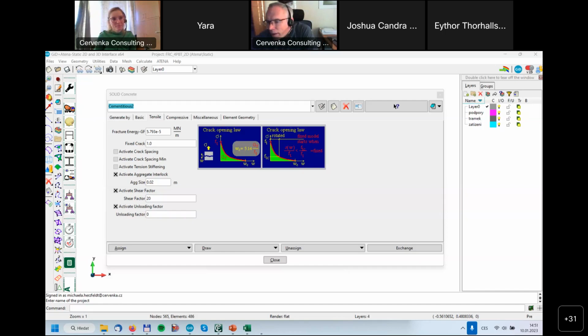And there are some other questions I see here. There was a question about the user material. In the documentation, there is a manual on how to program your own user material in ATENA. Then there was a question whether we can use this APIS module for other user-defined diagrams. Definitely, yes. You could even use it for other structures.